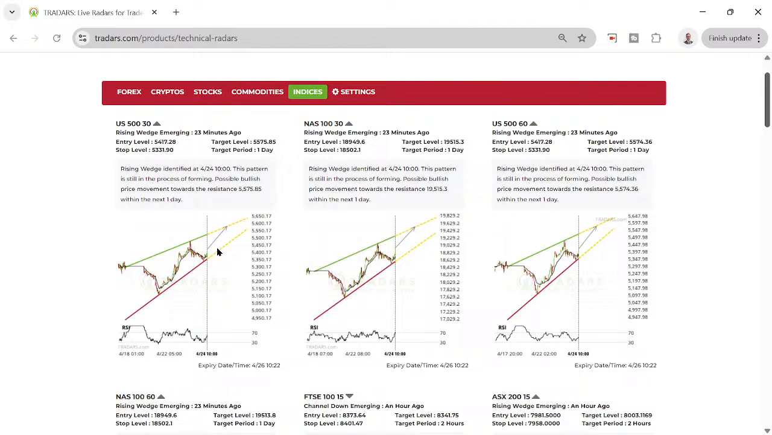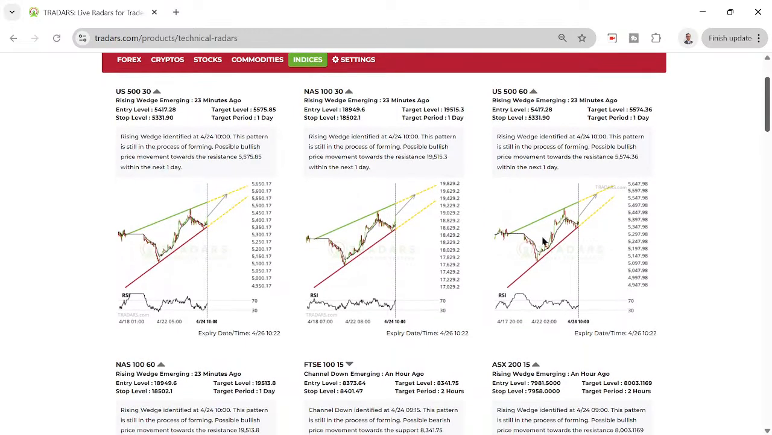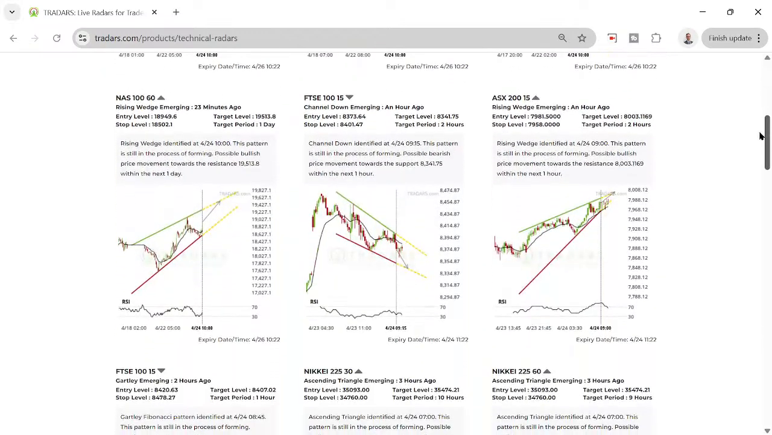Okay. That is nice for S&P. That's nice for NASI. Okay. And again, that's a great opportunity on the S&P higher time frame. FTSE's down, and it looks like it'll continue down.